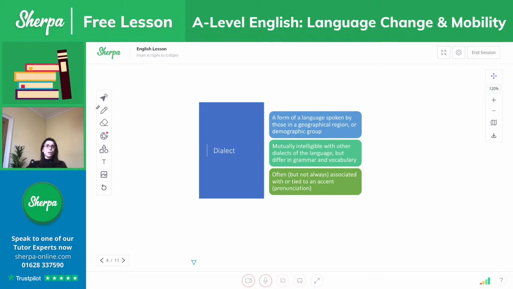And then dialects are often associated with or tied to an accent or pronunciation. This isn't always the case, and that's also part of a bigger discussion that I would love to go into in detail if somebody is interested in exploring this topic more, but it's outside of the purview of this at the moment.